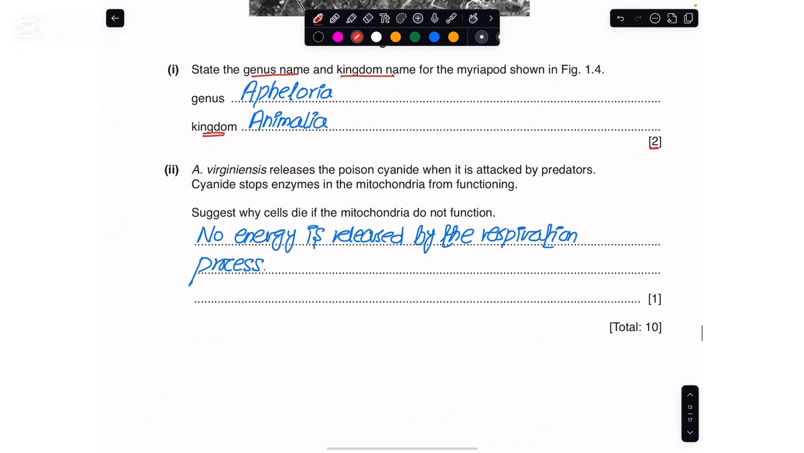If I were to move on toward the second part, they say a Virginiensis releases the poison cyanide when it is attacked by the predator. So if the predator is going to come and attack this, they would release the poison cyanide out of their body. They say cyanide stops enzymes in the mitochondria from functioning. So you see that the mitochondria actually carries out aerobic respiration to release energy. And after the cyanide has blocked the enzymes in the mitochondria, for sure the cells would die.